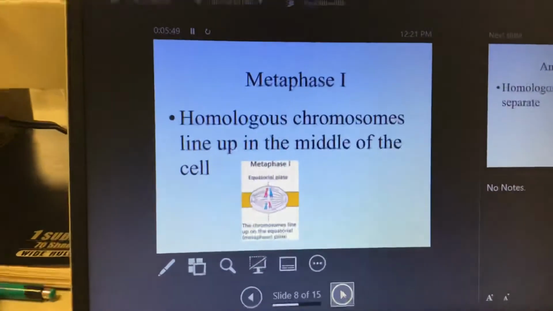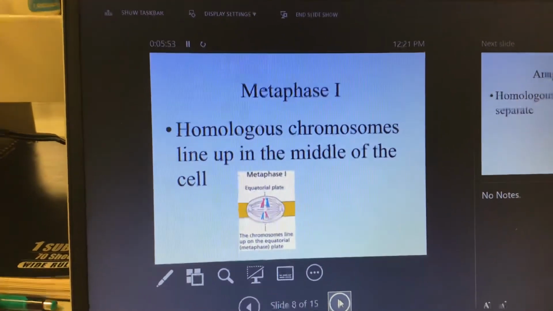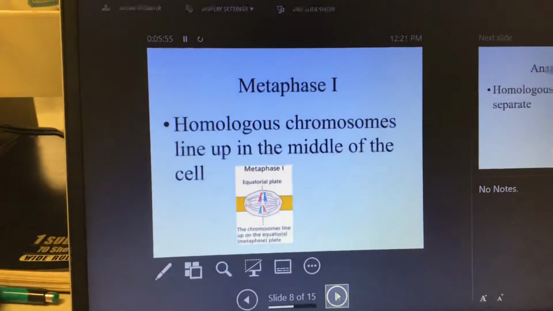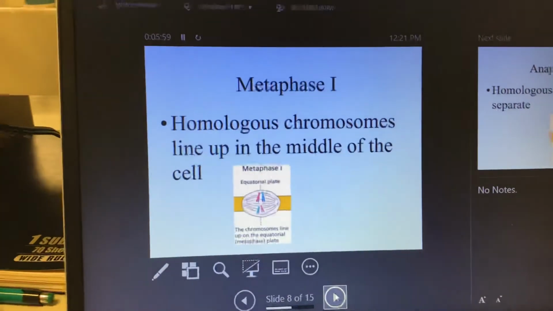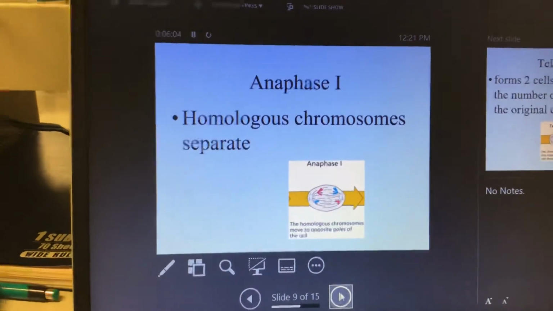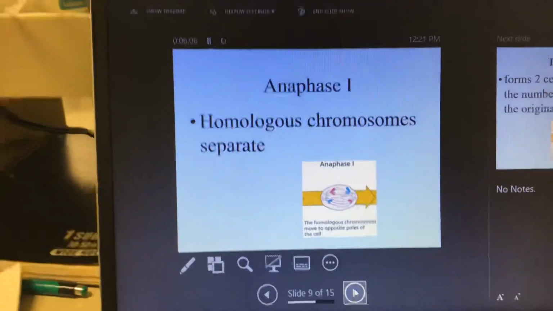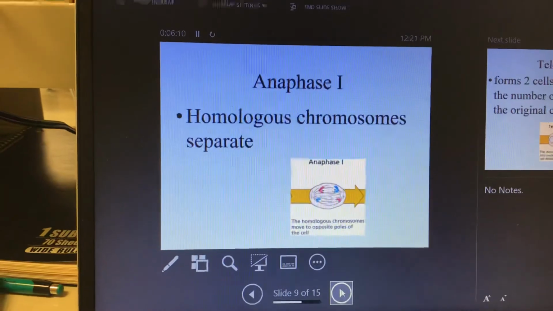Metaphase 1. Just write down metaphase 1. It's the same thing as yesterday, so you don't need to write the other stuff. So metaphase 1, they're all lined up. Then anaphase 1, they pull them apart, playing tug of war. You don't need to write the bullet.